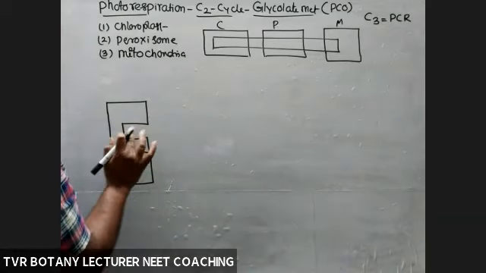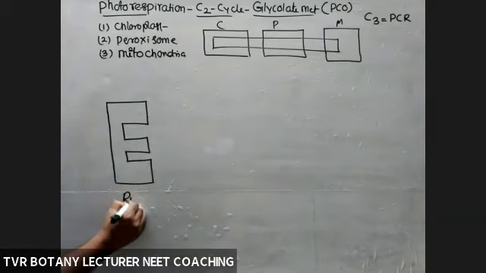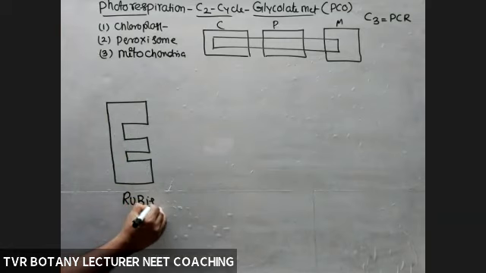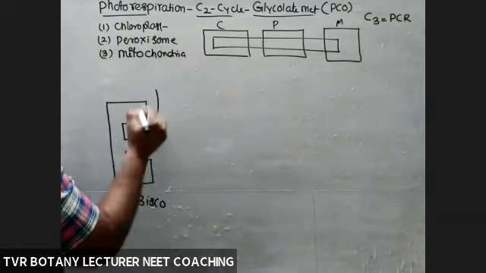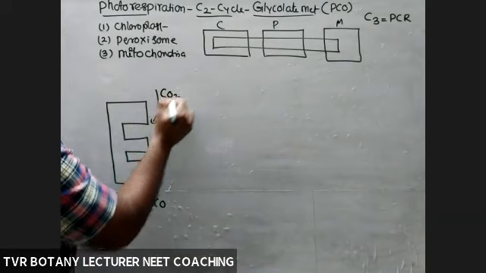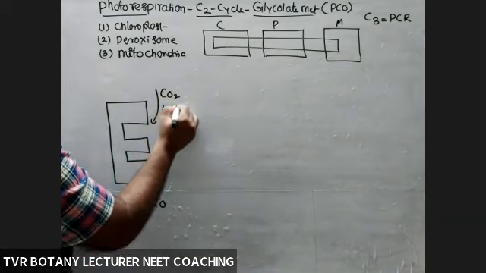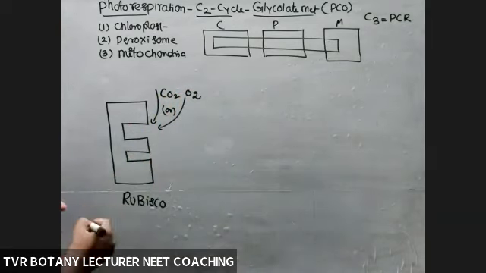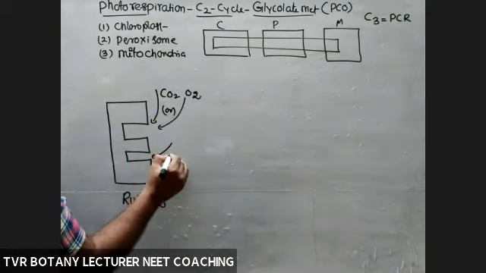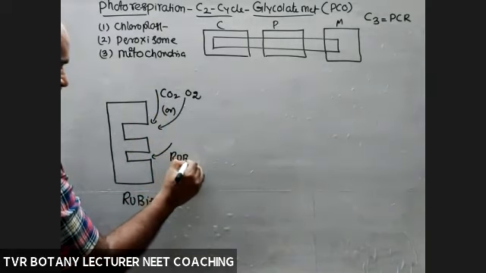So here, this one is Rubisco. Rubisco has two binding sites. One is for CO2 or oxygen, any one of them. And the second one is for RuBP.